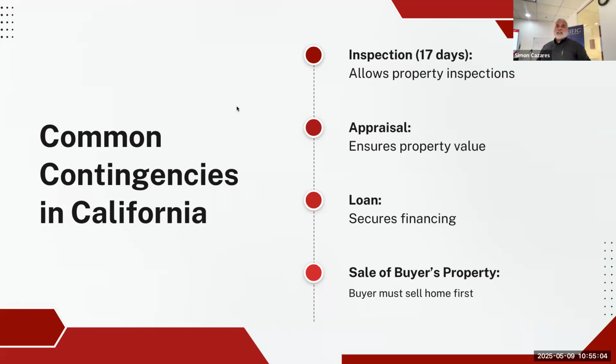So let's go into the common contingencies. Inspection is 17 days, which allows property inspections. What does that mean? From the time of acceptance, that's when the clock begins. So 17 calendar days, not business days, the buyer has the right to do any type of inspections regarding the property, whether that's a home inspection, roof inspection, electrical, or sewer inspection, any and all inspections. If they want to do 50 different inspections, God bless them, let them do it.